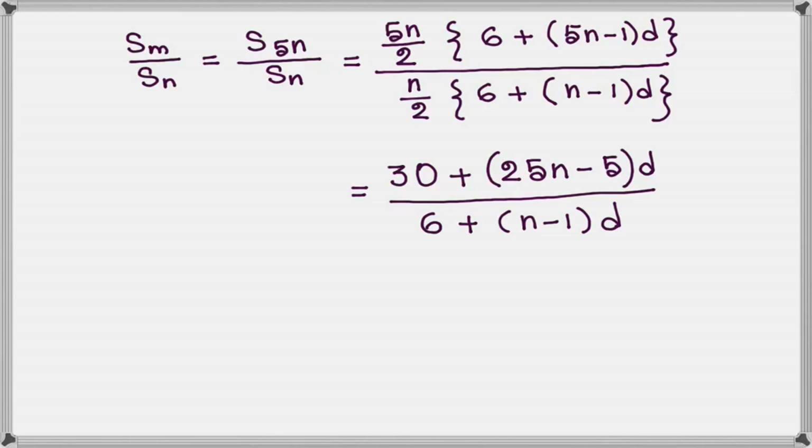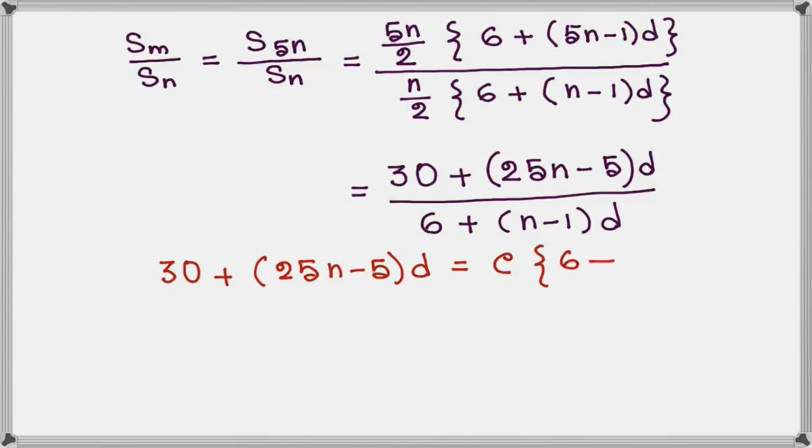In the question we are told that Sm by Sn does not depend on n. That assures that Sm by Sn is a constant. Let us call that constant C. So we have 30 plus 25n minus 5 into D is equal to C into 6 plus n minus 1 into D. To emphasize, we have Sm by Sn is a constant which we have called here by C because even if n changes, the ratio Sm by Sn does not change.